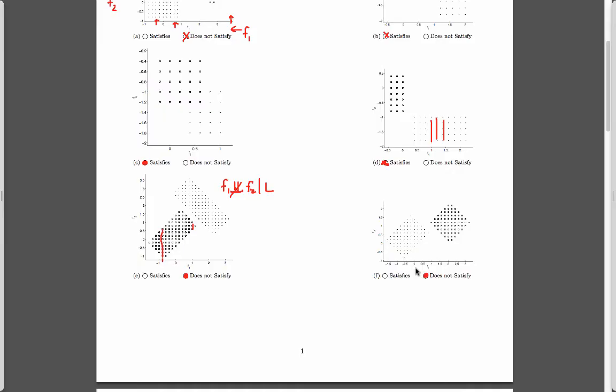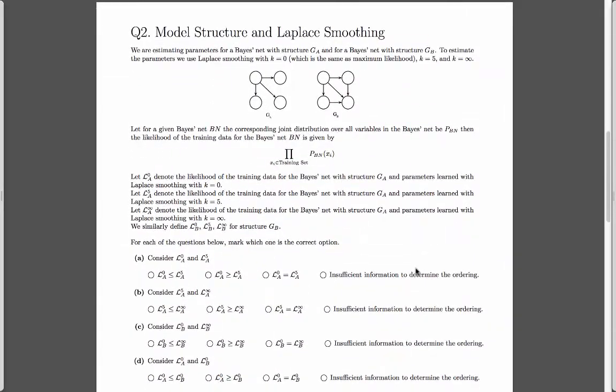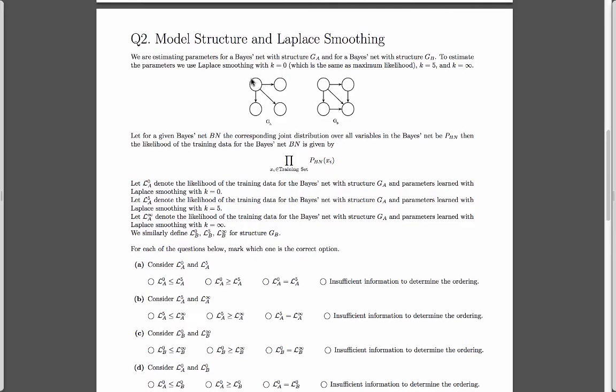Okay, let's move on to question 2. In this case, we are looking at Laplace smoothing, and looking at what happens to the likelihood of our data and our modeling capabilities as you apply Laplace smoothing. So a quick recap: before we run naive Bayes, we estimate our conditional probability tables in our Bayes net.